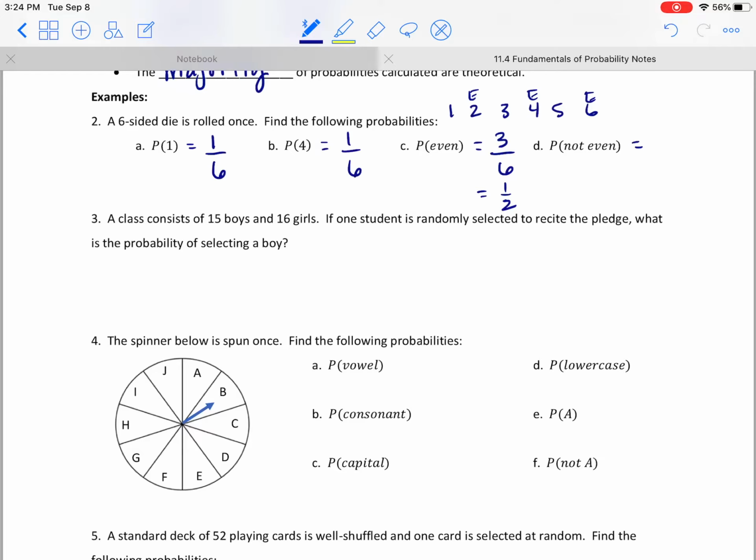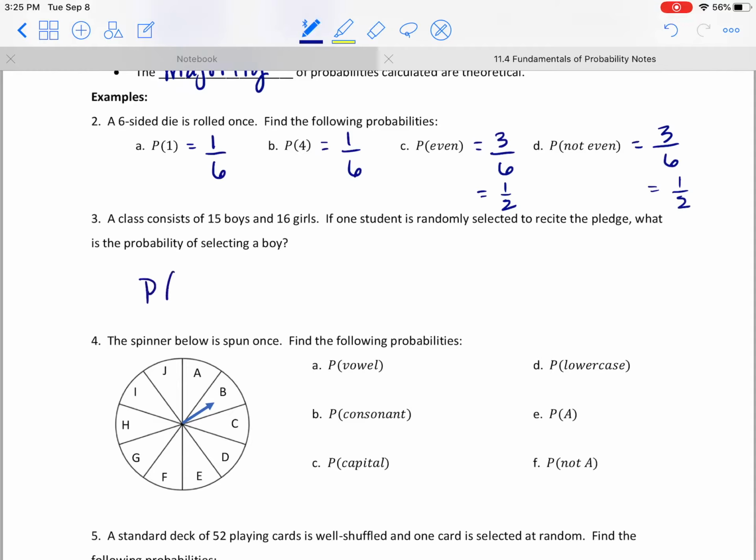And then not even would be the odds. This one's odd, this one's odd, this one's odd. So the other 3 out of 6, or 1/2. Okay? There's that. How about this one? A class has 15 boys and 16 girls. One student is selected to recite the pledge. One randomly selected student. Each of those students has an equally likely chance of being picked. What's the probability of selecting a boy?